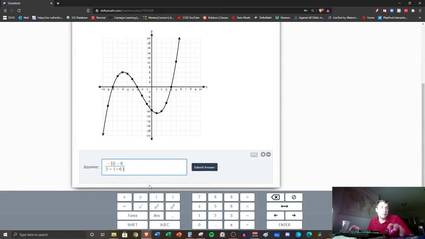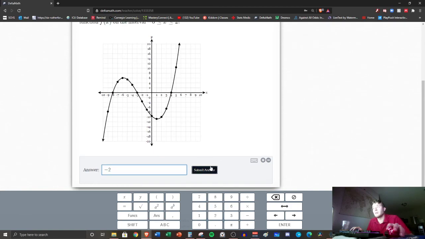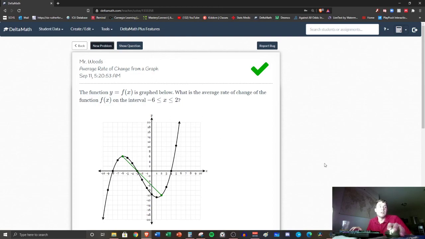You could write this on paper if you'd rather and just put in your answer, that's fine. But let's go ahead and see this. -10 subtract 6 is going to be 16. Let's divide that by, let's put in parentheses, 2 minus -6. Okay, so that should get me -2. So I'm going to get rid of this and put -2, submit. That's how it wants the answer. So there we go. Hopefully that was helpful.